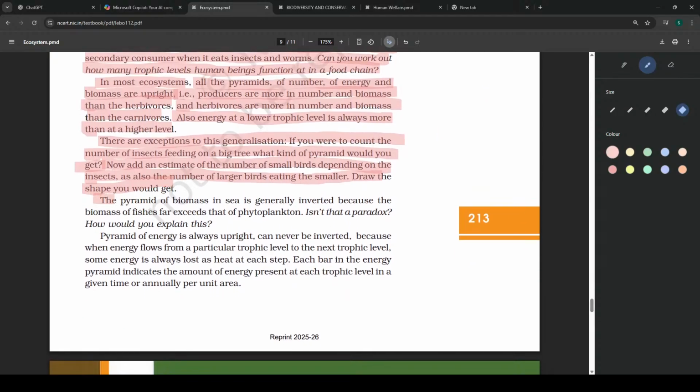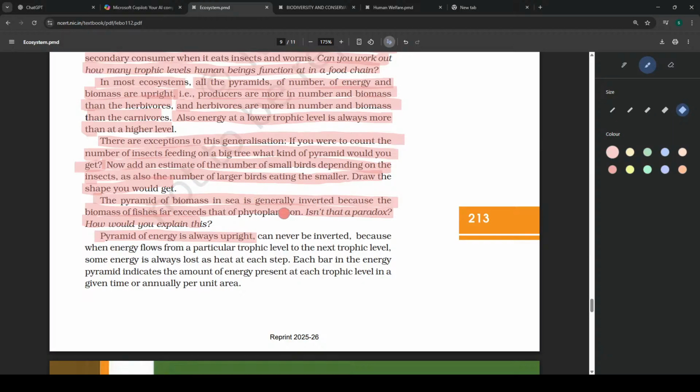The pyramid of biomass in a sea is generally inverted because the biomass of fishes far exceeds that of phytoplankton. Isn't that a paradox? I explained how that works. Because of the high reproduction capability of the phytoplankton, the pyramid of energy is always upright. We are specifically talking about the pyramid of energy.